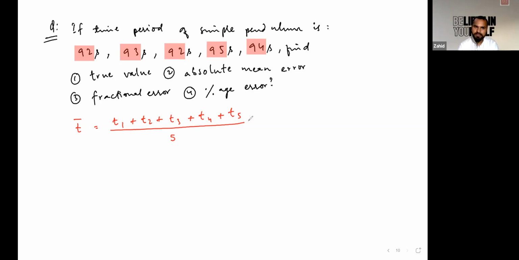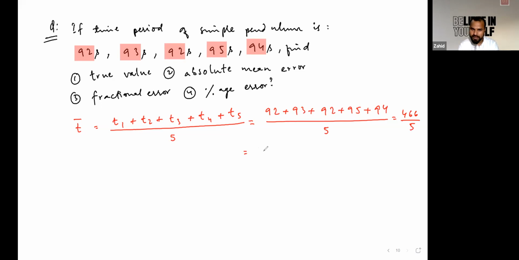Share. You have solved this. Just put the value of each term. So it will be 92, 93, 92, 95, 94, whole divided by the number of observations, 5. 2 plus 3, 5 plus 2, 7 plus 5, 12 plus 4, 46. So it will be 466 divided by 5.